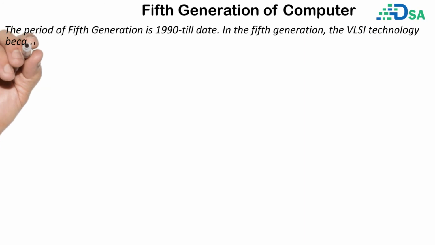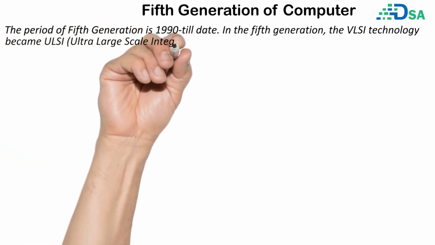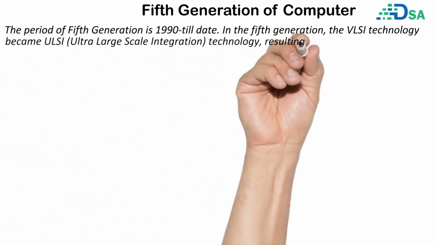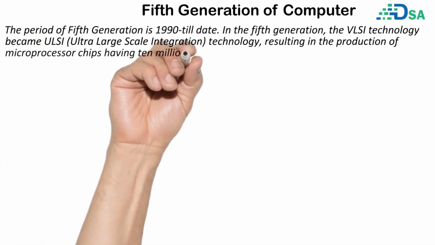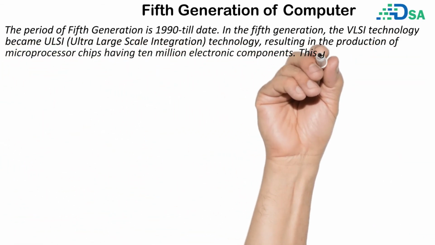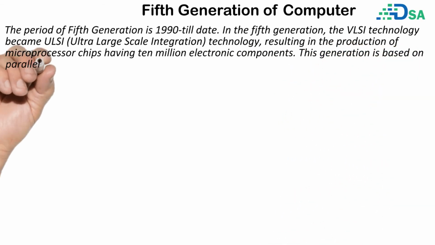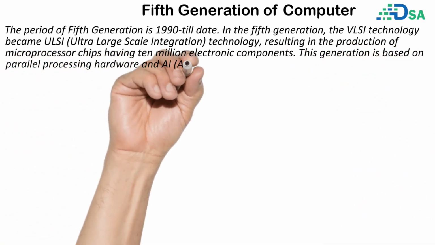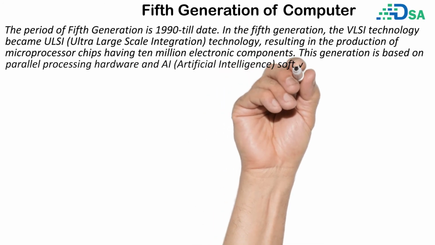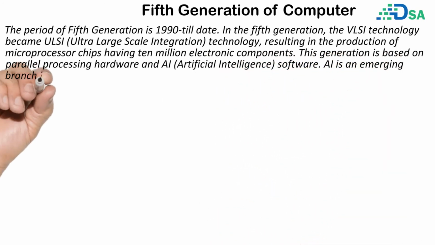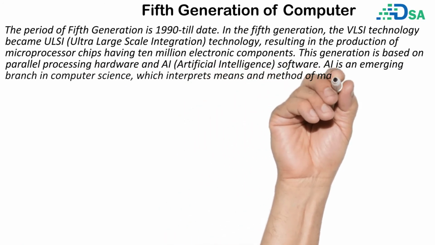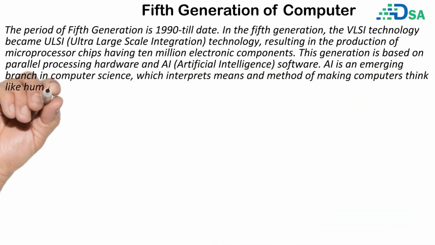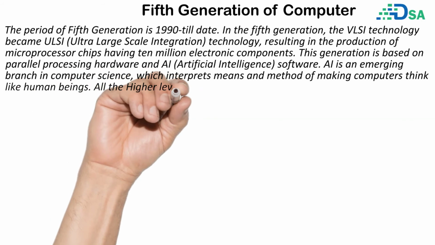In the fifth generation, the VLSI technology became ULSI, ultra-large-scale integration, technology, resulting in the production of microprocessor chips having 10 million electronic components. This generation is based on parallel processing hardware and AI, artificial intelligence, software. AI is an emerging branch in computer science, which interprets means and method of making computers think like human beings.